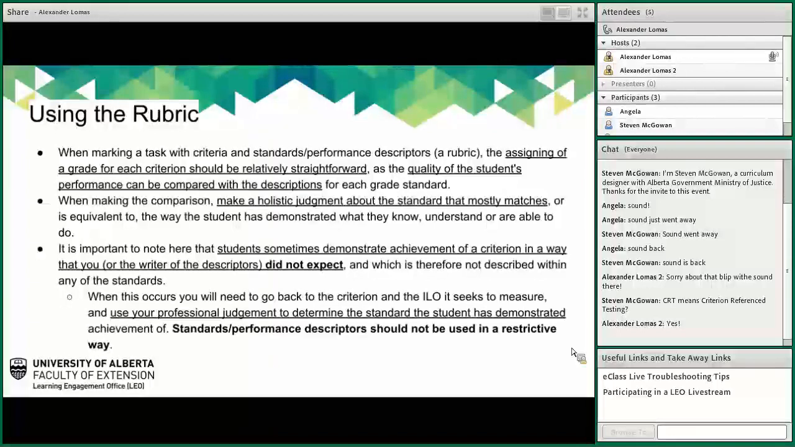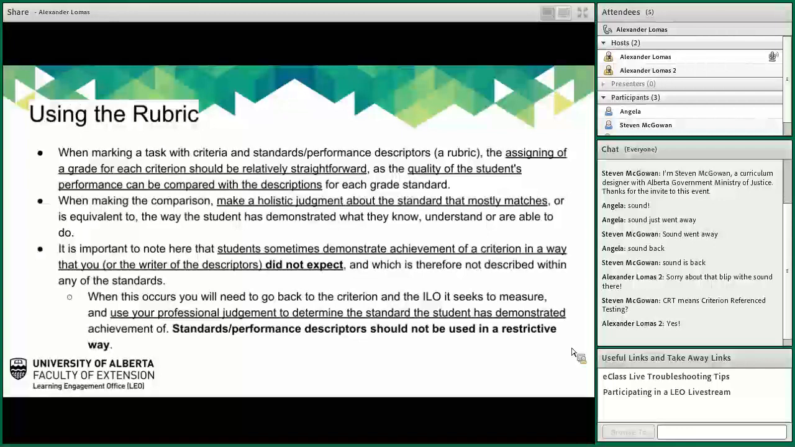It's also important to note that students sometimes demonstrate an achievement that's just right out of the park. You didn't expect it, and it doesn't get described by any of the standards. So that's when your professional judgment comes into play. Performance descriptors should not be used in a restrictive way.